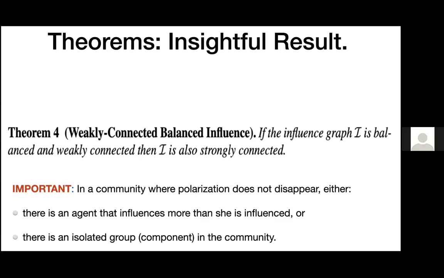So again, because you know that if your graph is strongly connected, then polarization is going to disappear. So if polarization does not disappear, your graph cannot be strongly connected. And if it's not strongly connected, you know, because of this theorem, that either there is an agent that is not balanced, he influences more than he is influenced, for example, or you can find a group of people that are totally in isolation.